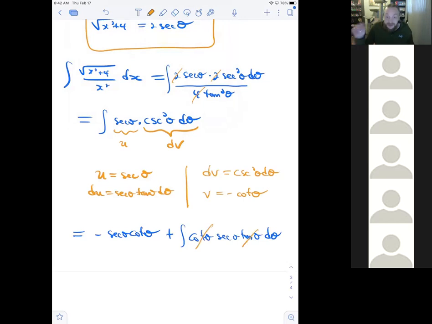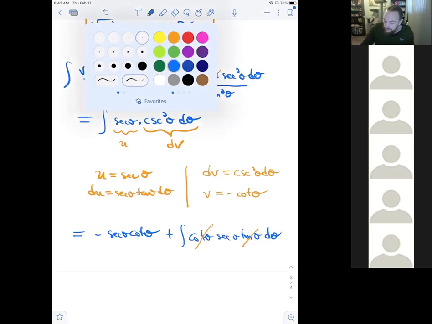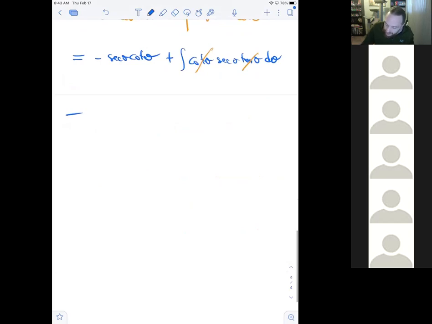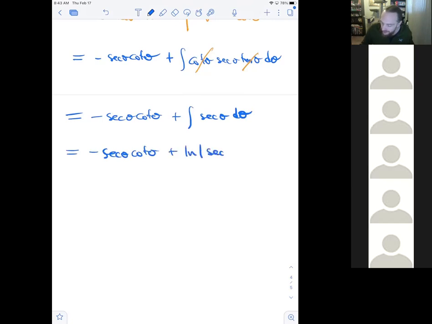Cotangent and tangent cancel each other. So this is equal to negative secant theta cotangent theta plus the integral of secant theta d theta. And now, using a clever trigonometric substitution rule, you multiply by secant plus tangent on the top and the bottom, and you get that this is negative secant theta cotangent theta plus the natural log of the absolute value of secant theta plus tangent theta plus c. And now are we done?